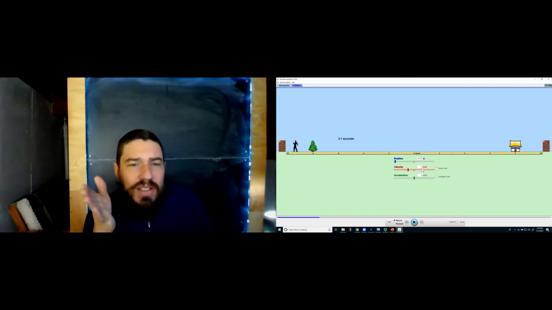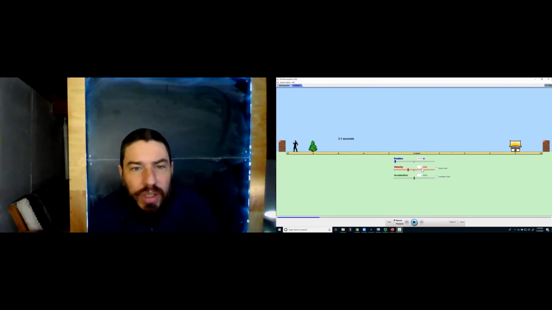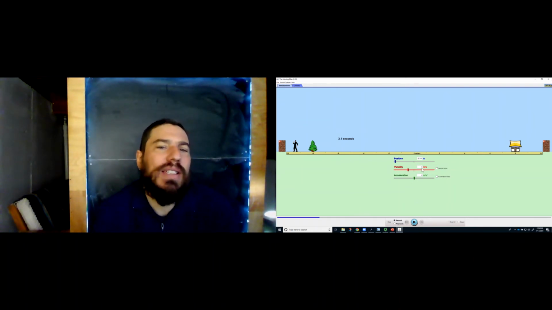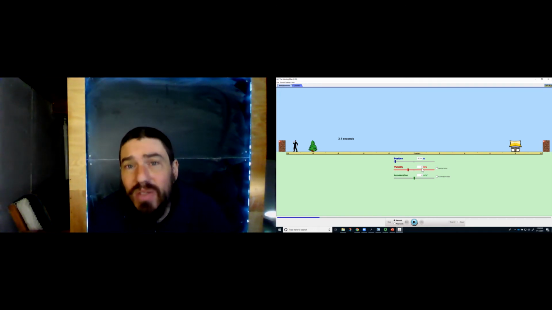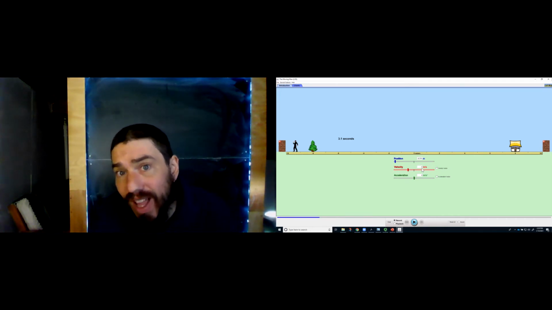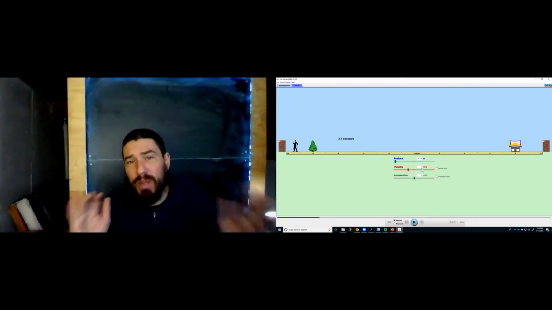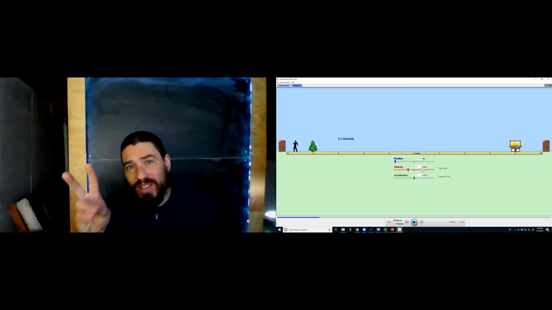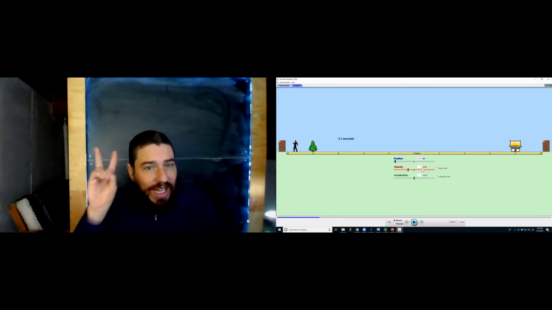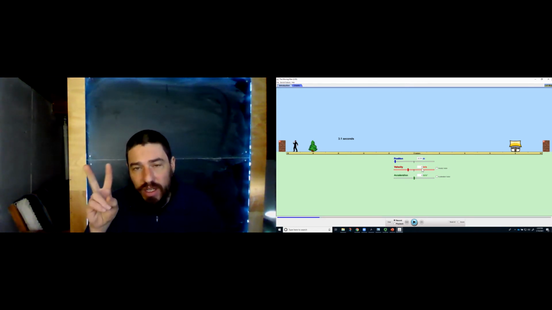Now, he moved at a constant speed, didn't he, in this simulation? How can we tell? How could we have predicted that? Well, if his acceleration is 0, that means that his velocity is not changing. And if his velocity is not changing, then his speed must be constant. Remember, velocity is speed and direction. If the acceleration is 0, that means his speed is not changing and his direction is also not changing.